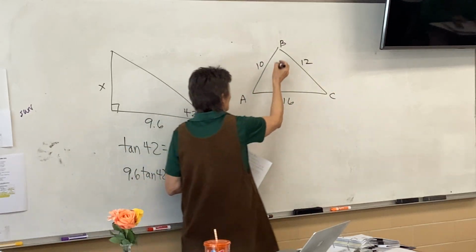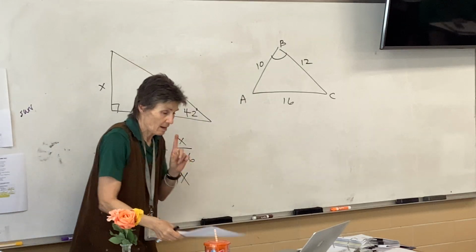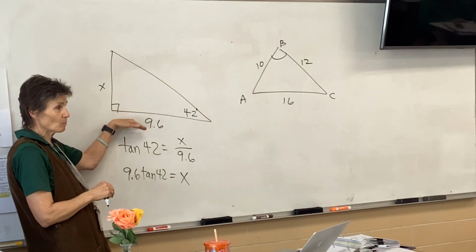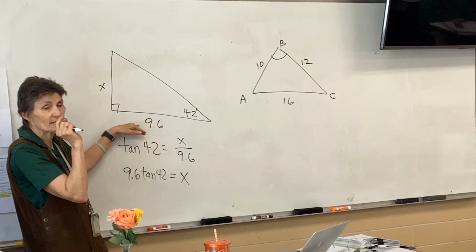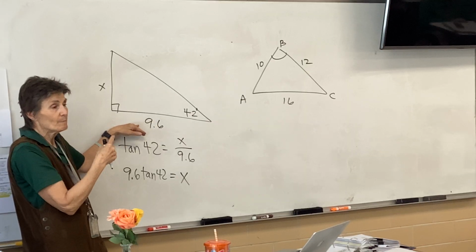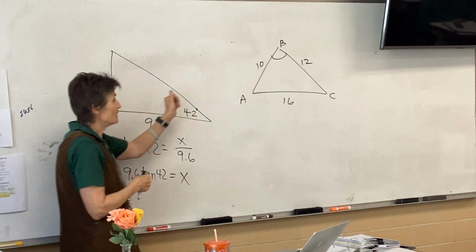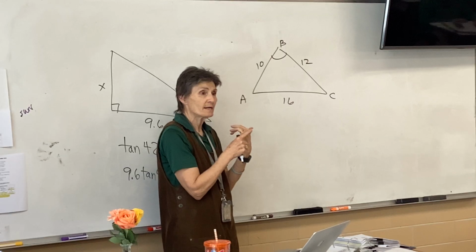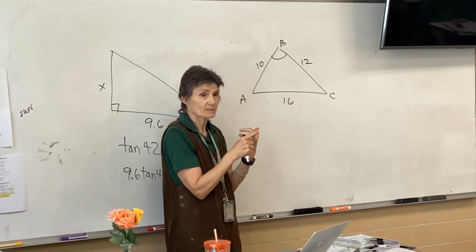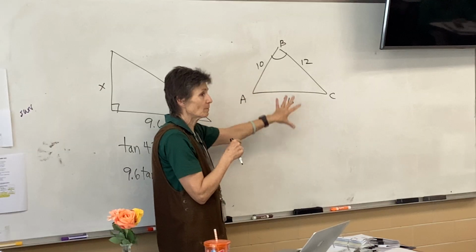Find the measure of angle B. Now, for this problem right here, we did SOHCAHTOA because that is a right triangle. This one is not, so it's either the law of sines or the law of cosines. Look at your given. Do you remember which one it is?